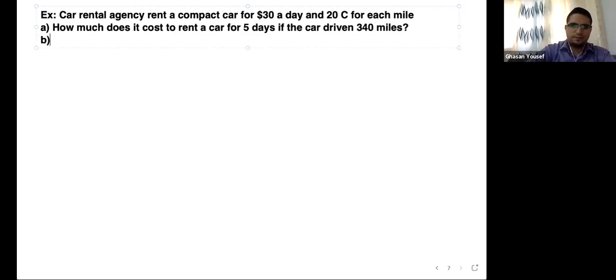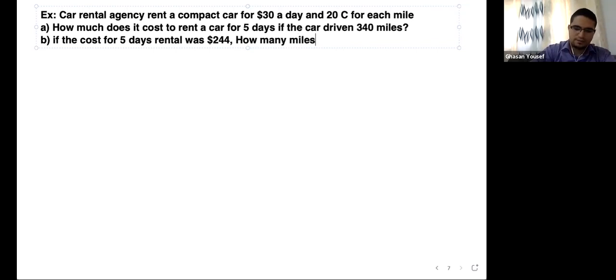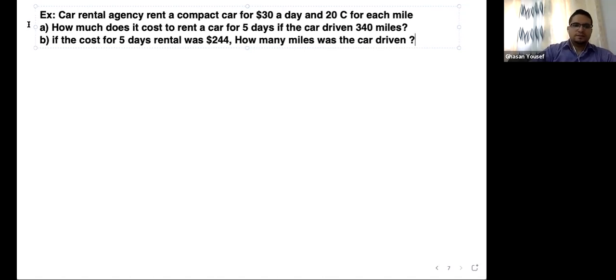Second part, B: if the cost for a 5 day rental was $244, the question is, how many miles was the car driven? This is my question here.